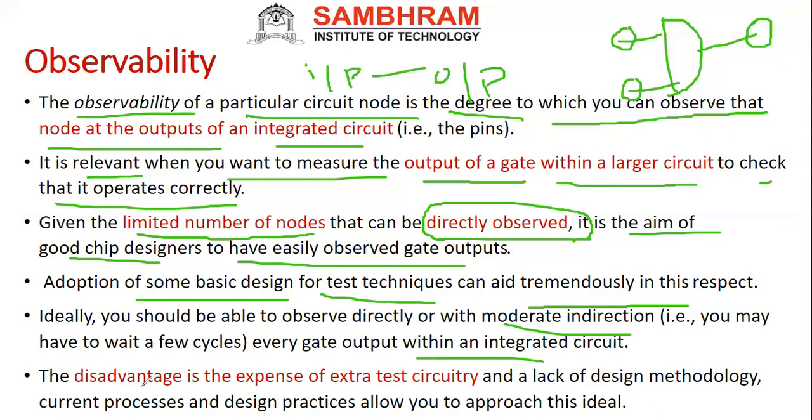Now, the very important disadvantage here is the expense of extra test circuitry. On the manufacturer side, if you want to test a circuit, we need some extra test circuit to check whether the given circuit, or the given IC, is good or bad. For that, you need an expense to design an extra circuit.